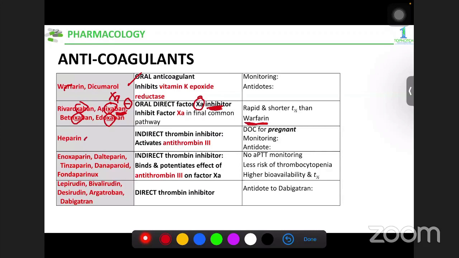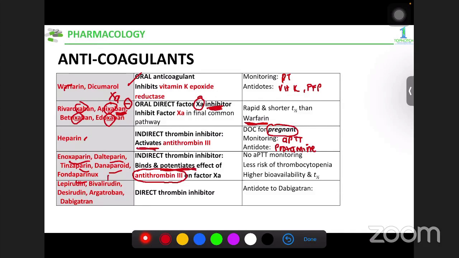How about your heparin? This is again the drug of choice for pregnant patients. The monitoring for warfarin is prothrombin time, and the antidote is vitamin K or fresh frozen plasma. For heparin, it's the APTT, and the antidote is protamine, which we discussed. Then quickly, these are the saccharins, parins. These are antithrombin 3 potentiators. So they potentiate antithrombin 3, as with your heparin.